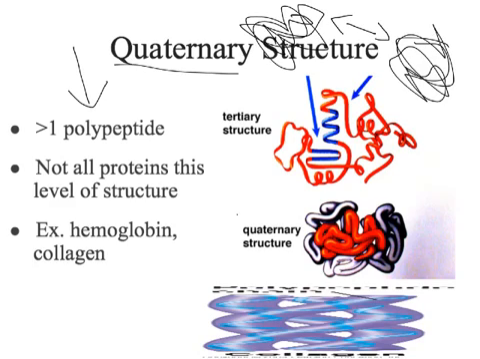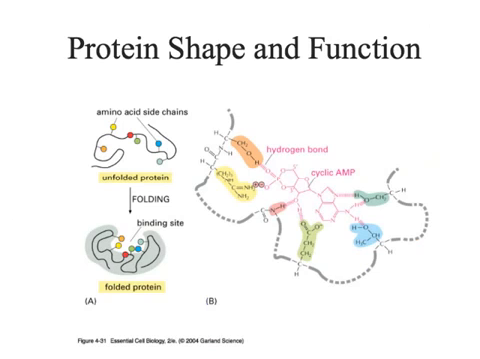Okay, so not all proteins do this. Only some proteins have more than one polypeptide. And some examples are hemoglobin, that's the one I mentioned earlier that carries oxygen in your blood. Collagen as well. Okay, so I really like this picture because it reiterates a point that I made earlier in the video, that protein shape is really important for its function.